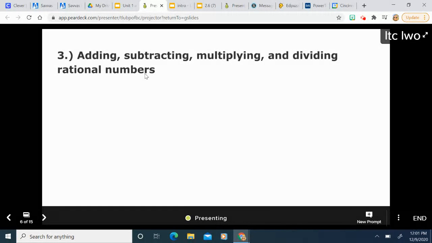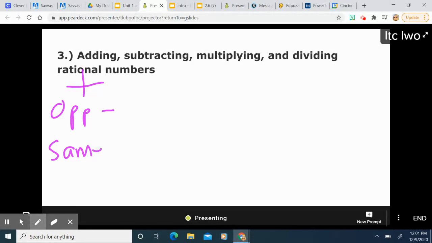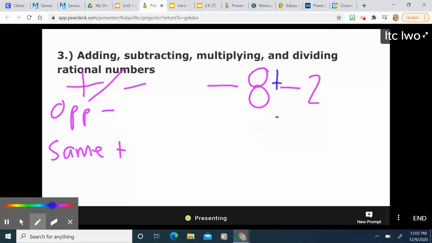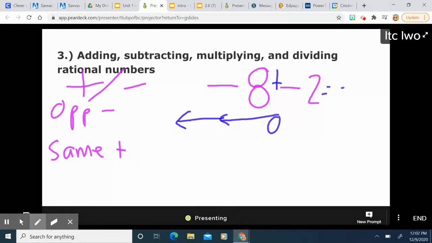Add, subtract, multiply, and divide rational numbers. Again, this is from the warm-up. So the most important thing to know about adding is if we go opposite directions, we subtract. When we go the same direction, we add. And actually, that's the same with subtracting, because any subtraction problem, just think of it as adding a negative number. So what I mean by that is -8 minus 2. Well, I can think of this as -8 plus -2. Now I know I'm going the same direction because I go back 8, back 2, and I get -10.